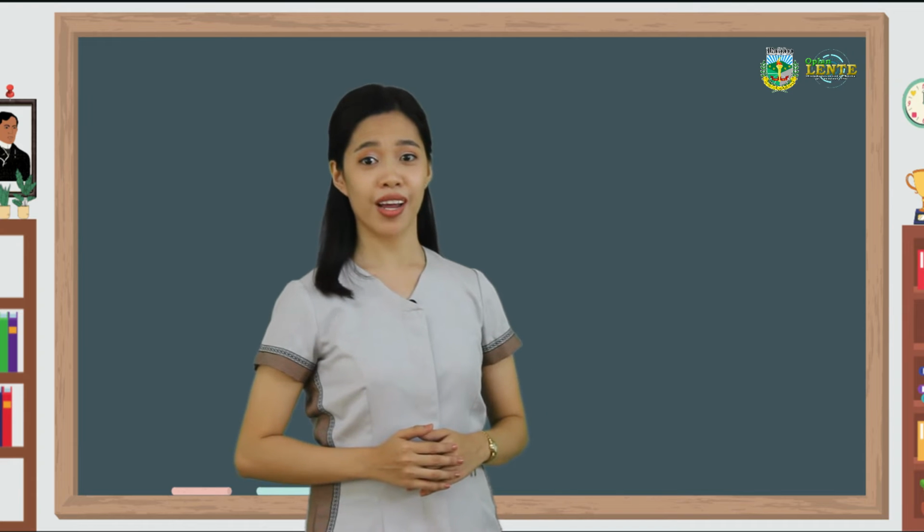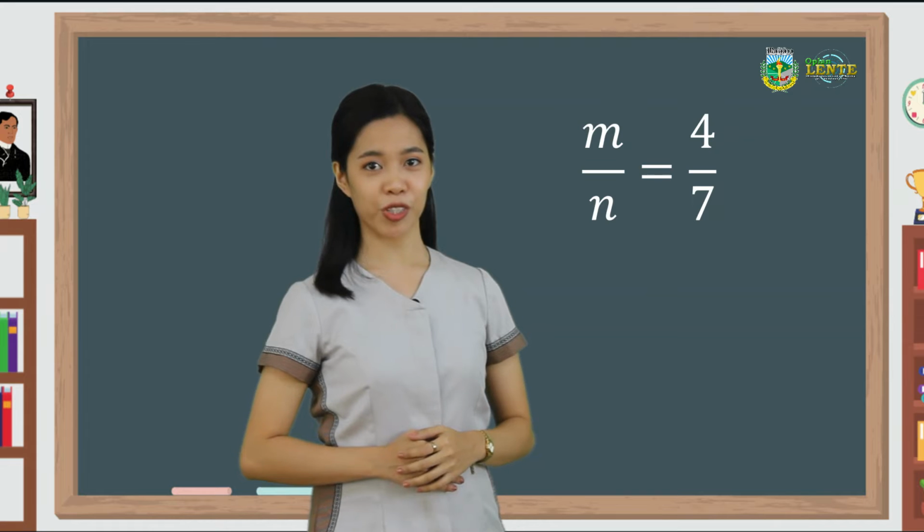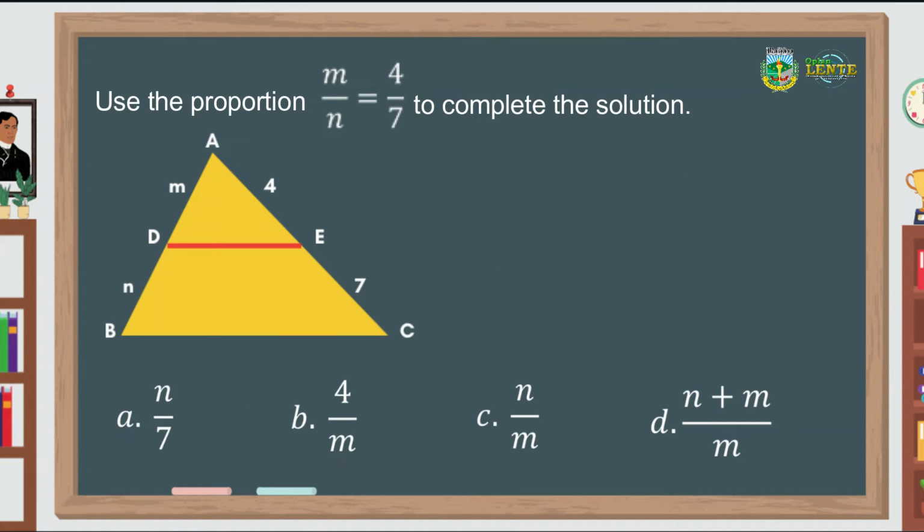Use the proportion m is to n as 4 is to 7 to complete each proportion. For the answers, we have letter A, m is to 4. Letter B, 7 is to n. Letter C, 7 is to 4. And letter D, 11 is to 4.